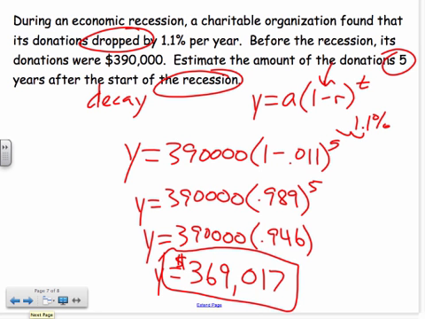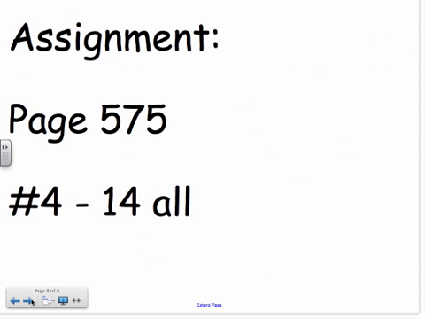Okay, so let's figure out what formula you need to use by how it's worded. Read carefully whether it's growth. If it's growth, look to see if it's compounded. And if it's decay, just use the minus sign instead of the plus.